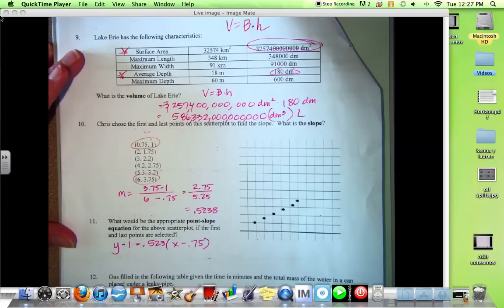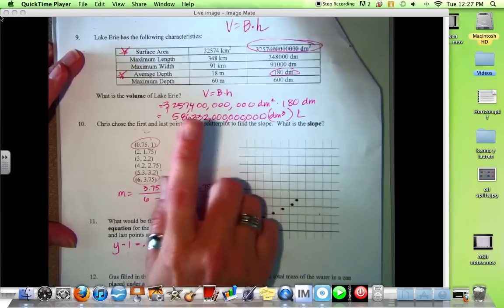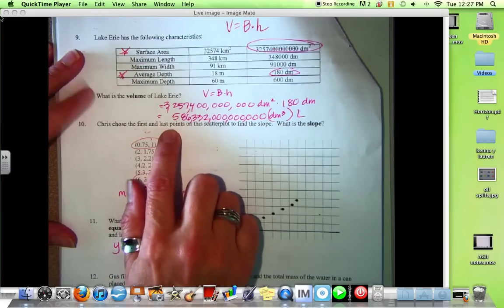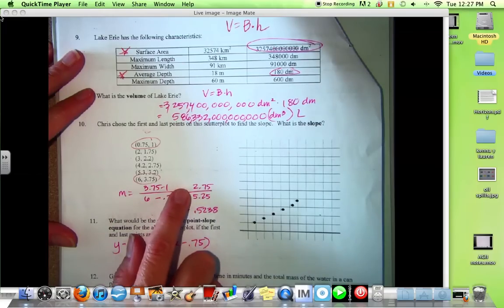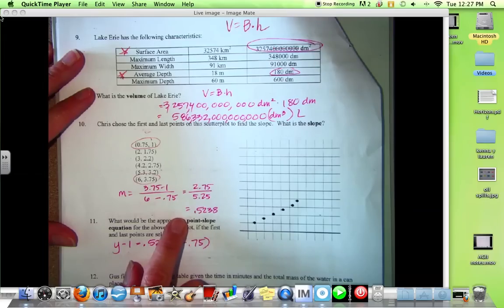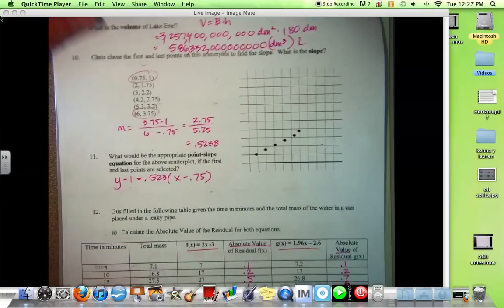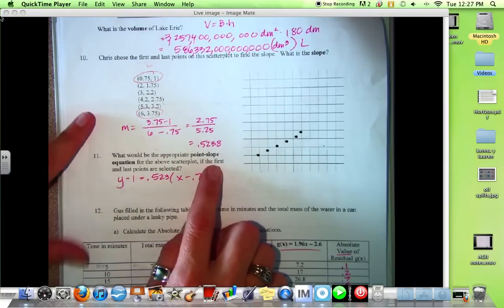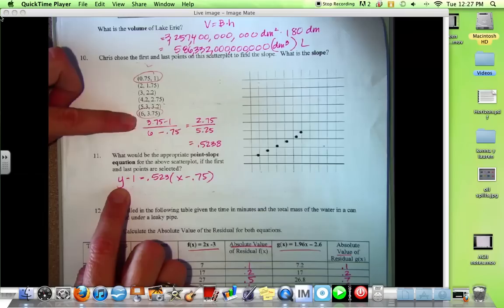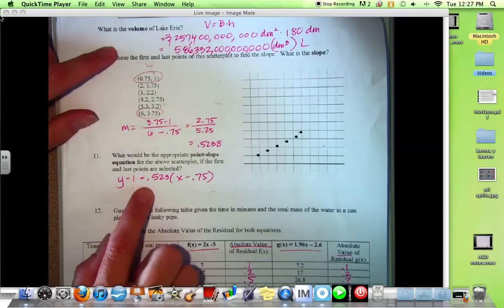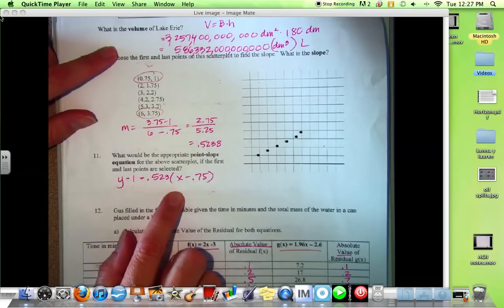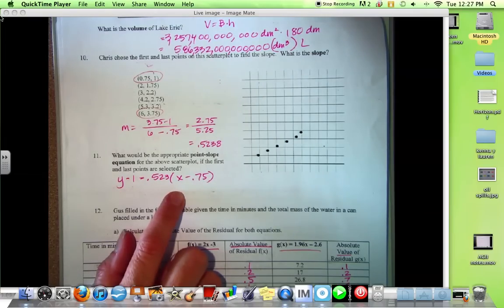Number 10 asks you to find the slope using the first and last points. So your slope is equal to 2.75 over 5.25, which is approximately 0.5238. What would be the approximate point slope equation for the above scatter plot if the first and last points are selected? Here's your first and last points. y minus y1 equals 0.523 times x minus 0.75. Questions?